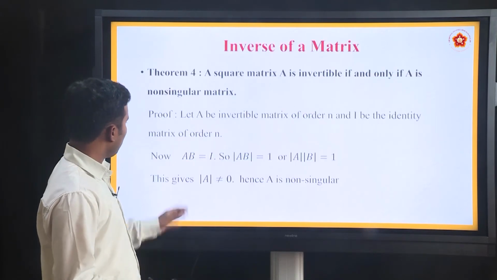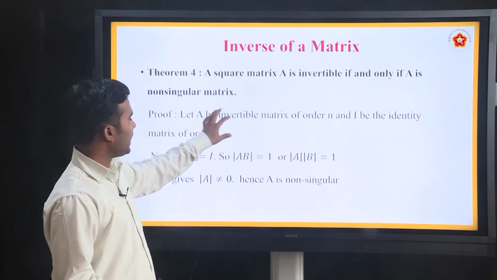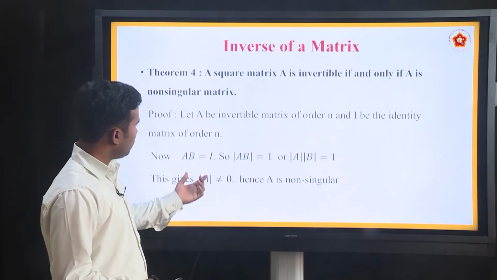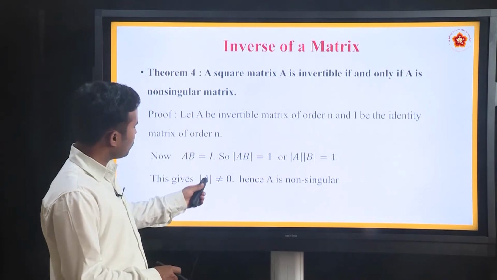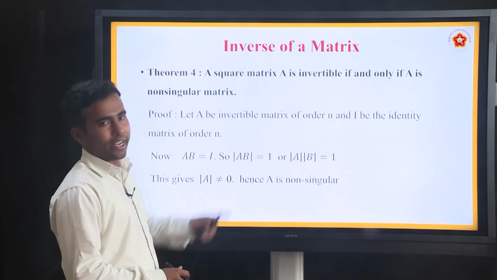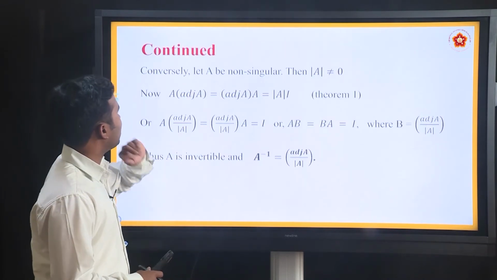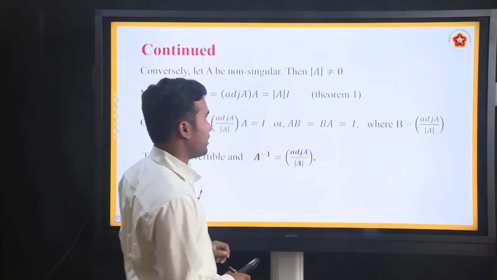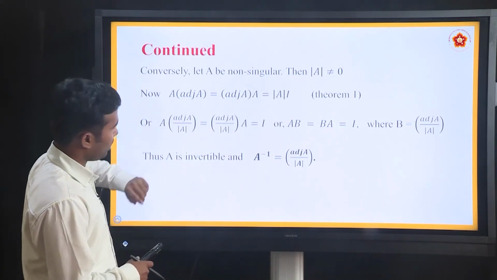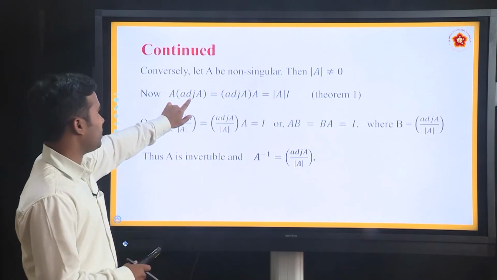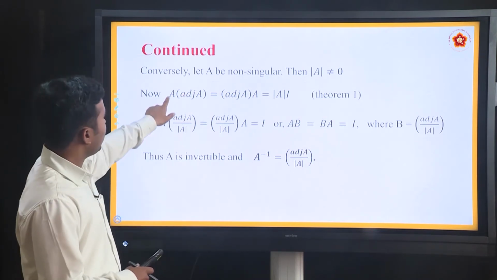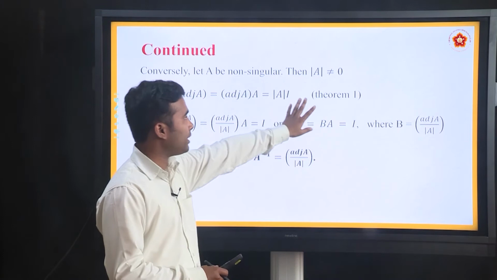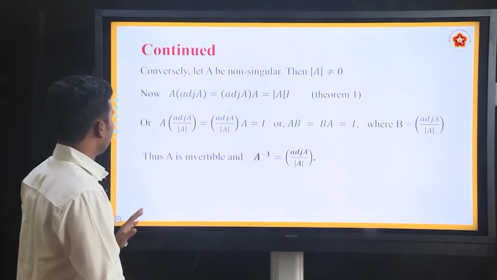This is what we have done here. We have chosen that A is invertible and ended up with A being non-singular. Similarly, you choose A is non-singular and prove that A is invertible. That is the converse part. So A is non-singular. Understand? We have chosen determinant of A is not equal to 0. Now this is what we have in the statement of theorem 1: A into adjoint A is equal to adjoint A into A is equal to determinant A into I. This is from theorem 1, which is very clear.